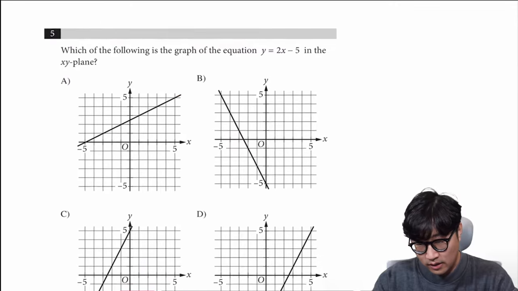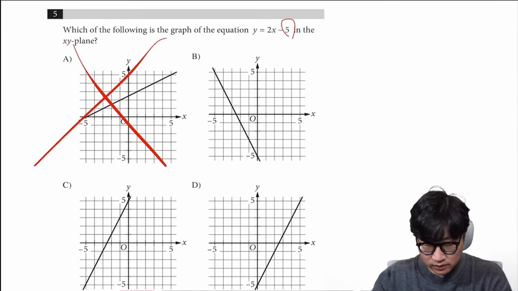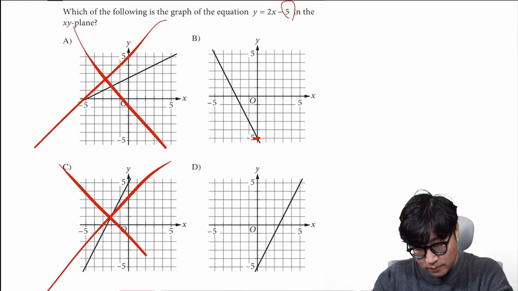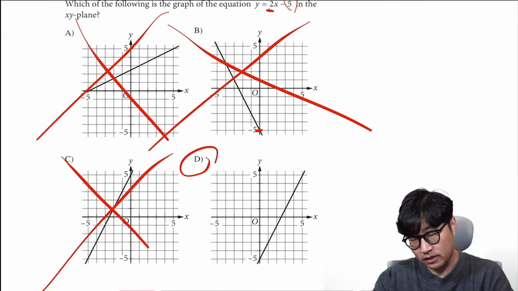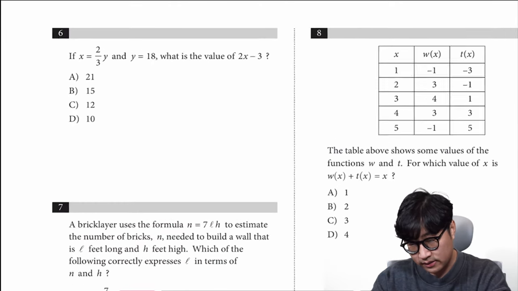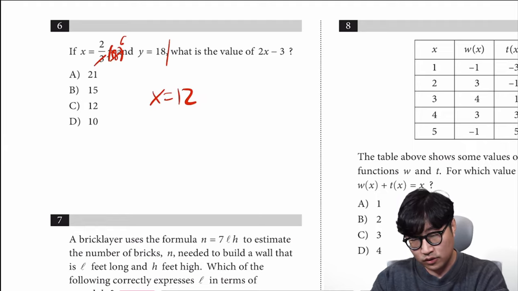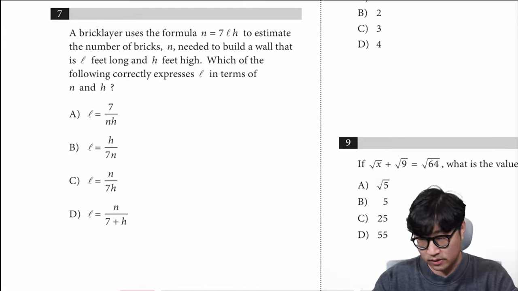Number 5. Graph, okay, start with negative 5. So A's out, well, I should start from the bottom, but C's out. I just kind of saw that immediately. Start from there, and then the slope should be positive, so what is B doing here? It's got to be D. Next. Number 6. X is that, Y is 18. Let's just put that right there. Cancel that. X is equal to 12. So that will be 2 times 12 minus 3, so 24 minus 3, 21. Answer choice A.